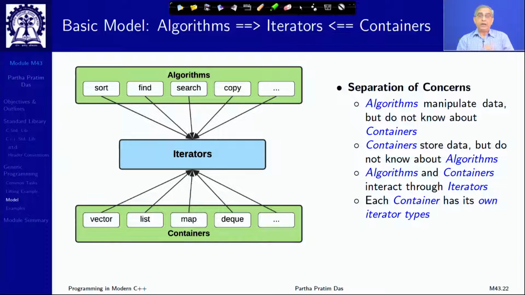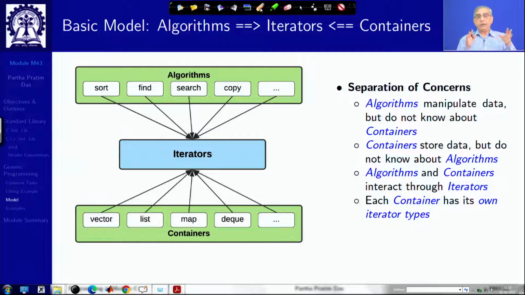So, for this the C++ standard library provides a generic model. I say that well, what are the things that I need to do? I will have different containers as in here. These are the different data structures. I can have a vector, a list, a map and so on. I have different algorithms to perform. I want to do a search, I want to do a find, I want to do a copy, I want to do a sort and so on. So, these are different algorithms.